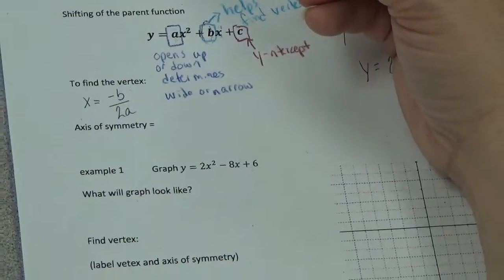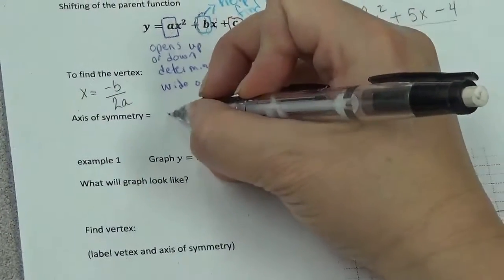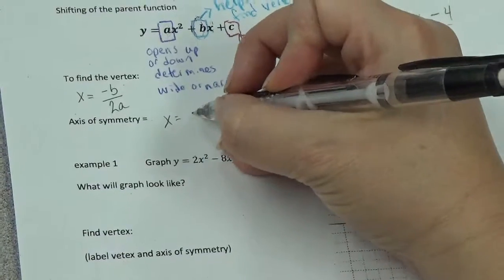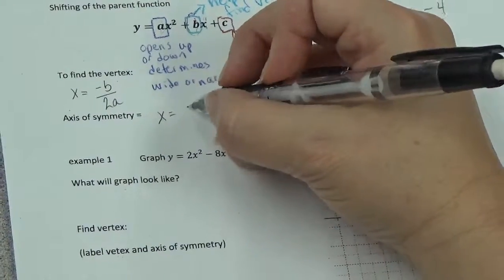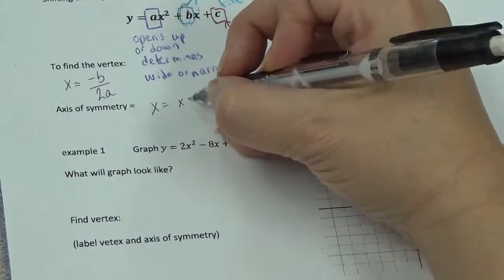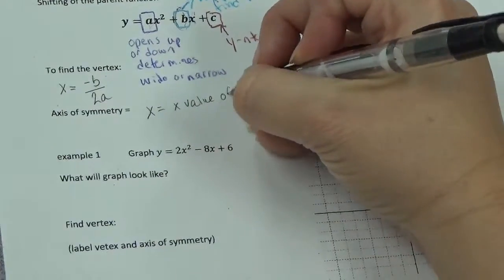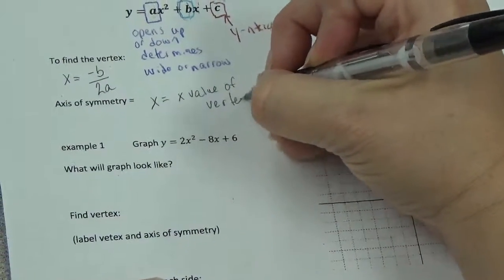To find the axis of symmetry, it's always just going to be x equals whatever the x value of your vertex is. And this will make more sense as we do an example.